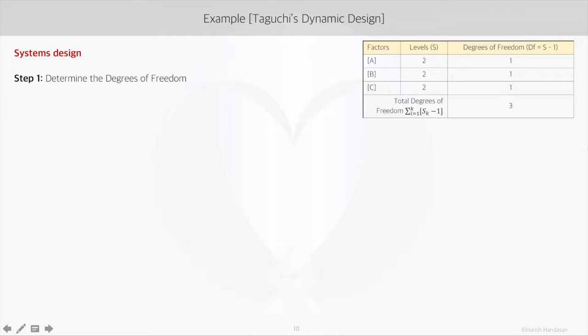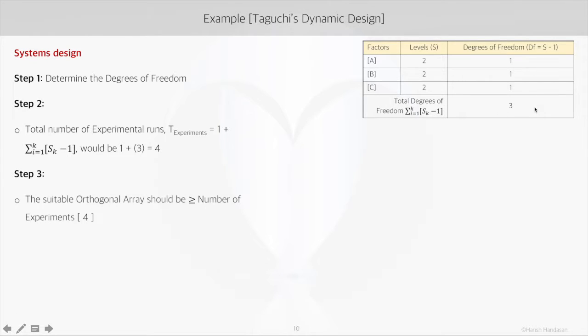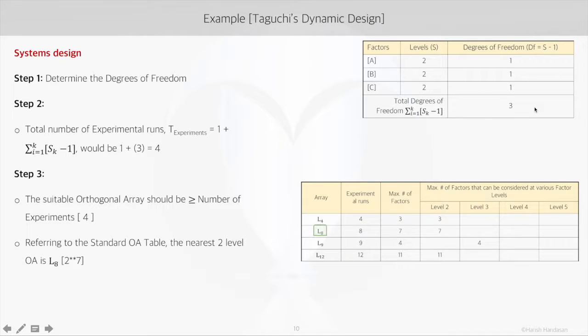First step is similar to what we saw in the static design approach, where we determine the degrees of freedom. Since we have factors at two levels, we lose 1 degree of freedom for each factor. So the total degrees of freedom will be 3. Total number of experimental runs will be 3 plus 1, that is 4. And since the suitable orthogonal array should be greater than the number of experiments, which is 4 in this case, we select the nearest orthogonal array that follows a 2 to the power n series and is greater than 4. So in this case it will be L8.